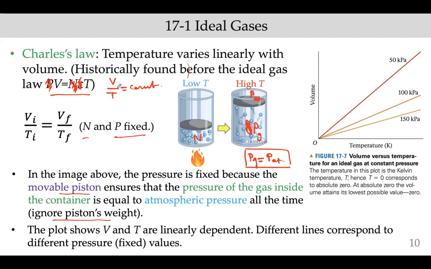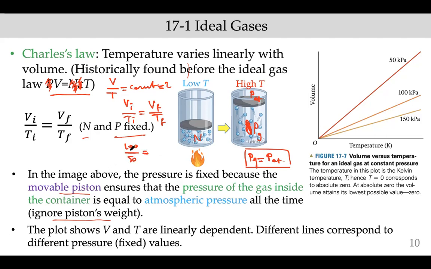Okay, just like we did in the previous slide, from this equation you can also write V_i divided by T_i is equal to V_final divided by T_final. How do I go from here to here? Well, let's say the constant number is 2. So if volume is 100, that means T should be 50.